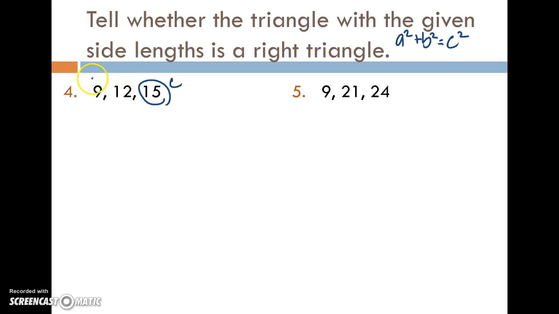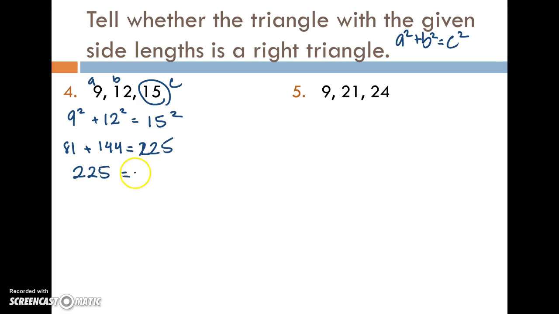Okay, so let's check it and see. I'll make this A and this B. No one cares if you switch the A and B, as long as you see that C will be your longest one. So 9 squared plus 12 squared. We're checking to see, does that equal 15 squared? Well, 9 squared is 81, and you can't add those until you have done your exponents first. Plus 144 equals 15 squared, which is 225. Now adding 81 plus 144, I get 225 equals 225. Ding, ding, ding. Yes, it is a right triangle.